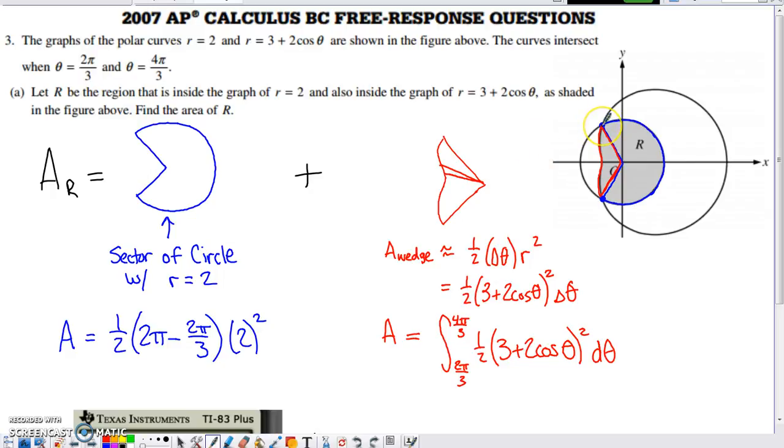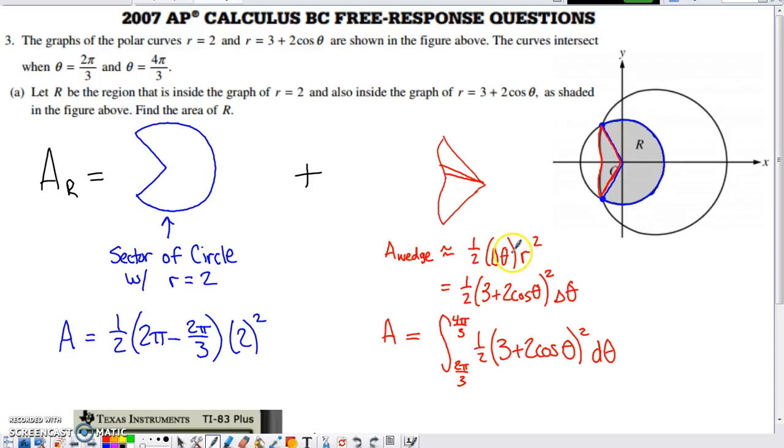They tell us this intersection point is at 2π/3, and then this intersection point is at the theta value of 4π/3. In part A, we're asked to find the area of region R, and if you notice where region R is, it's inside the graph of r equals 2, but also inside the graph of the limaçon over in the second and third quadrants here.